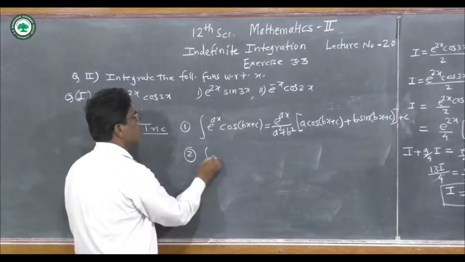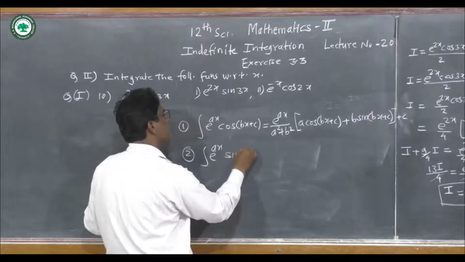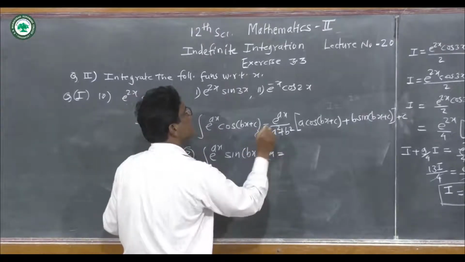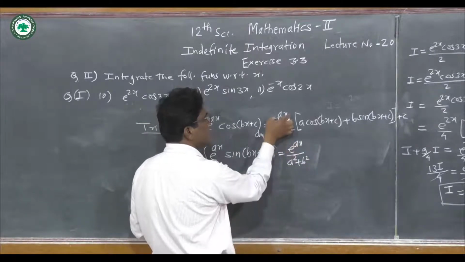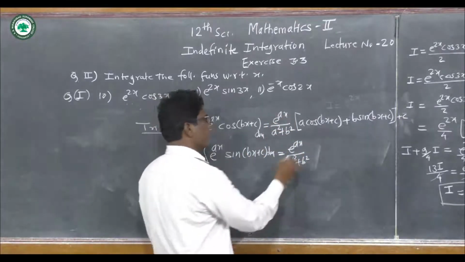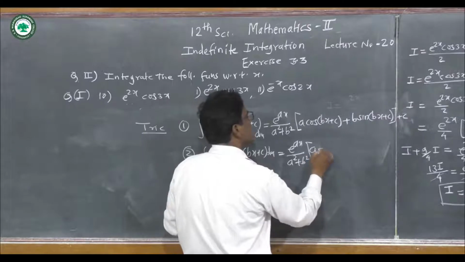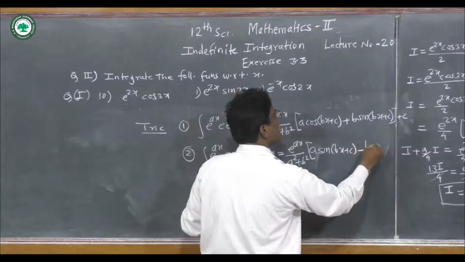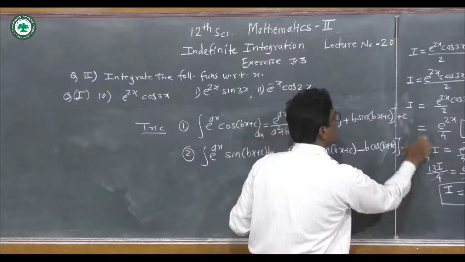Second trick: integration of e to the power ax into sine of (bx plus c) dx is equal to e to the power ax upon a square plus b square. Same, e to the power ax upon a square plus b square, and in the square bracket a into sine of (bx plus c), and here minus b into cos of (bx plus c), plus constant of integration.